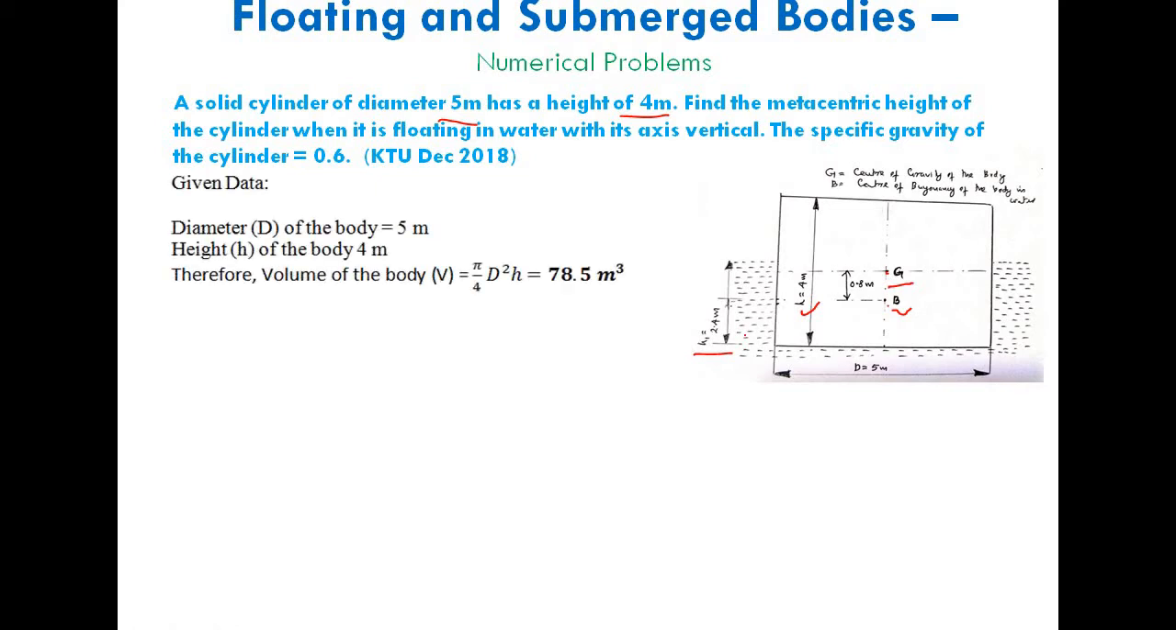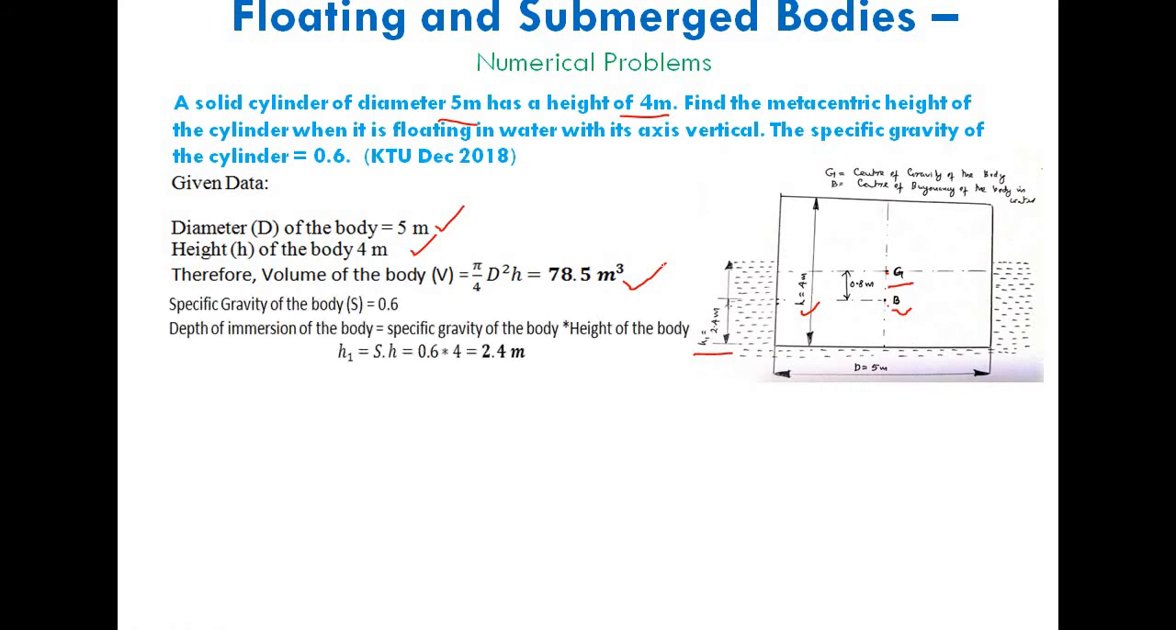So the given data: the diameter of the body is given as 5 meters. The height of the body is given as 4 meters. So it is a cylinder, and the volume of the body you can find out. It is pi by 4 d square h. That is, d and h you have to substitute in meters. You will get V, that is the volume of the body, as 78.5 meter cube. Okay. And specific gravity of the body is given as 0.6.